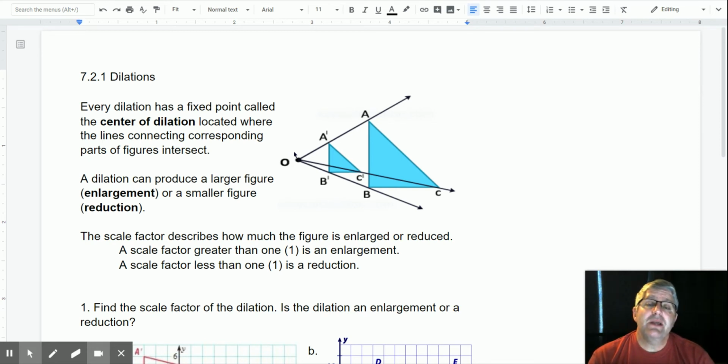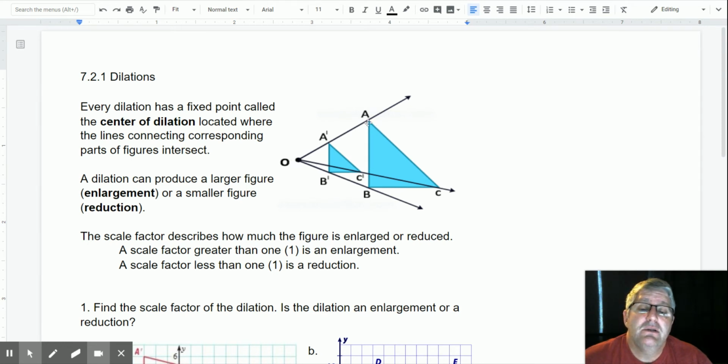So in our case, we're going to make dilations. Every dilation has a fixed point called the center of dilation. It is located where the lines connect the corresponding parts. So what you'll have is a center of dilation. In our case, that center is always going to be the origin. When you hit algebra, that center of dilation is going to be other points, but you can find them pretty easy.